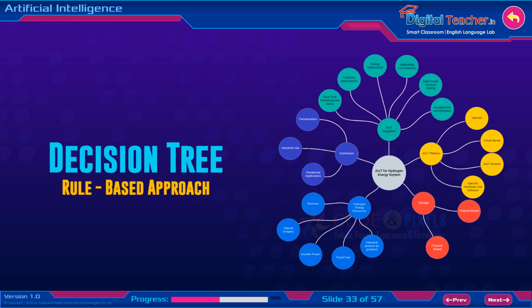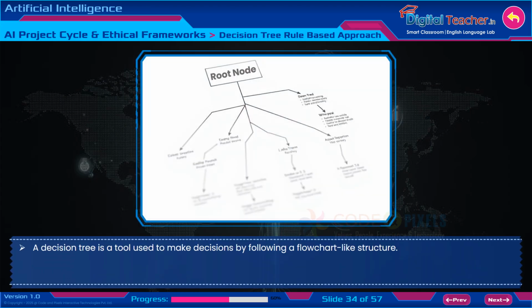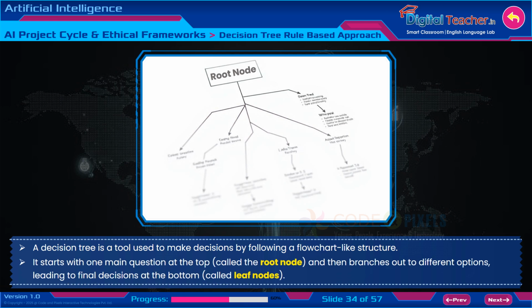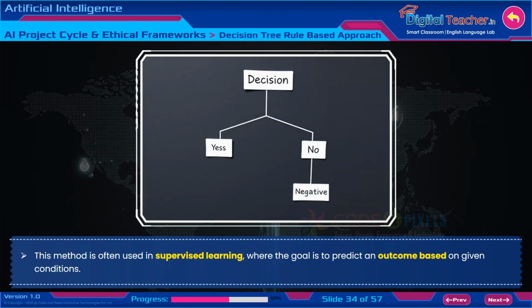Decision tree rule-based approach. A decision tree is a tool used to make decisions by following a flowchart-like structure. It starts with one main question at the top and then branches out to different options, leading to final decisions at the bottom. This method is often used in supervised learning, where the goal is to predict an outcome based on given conditions.